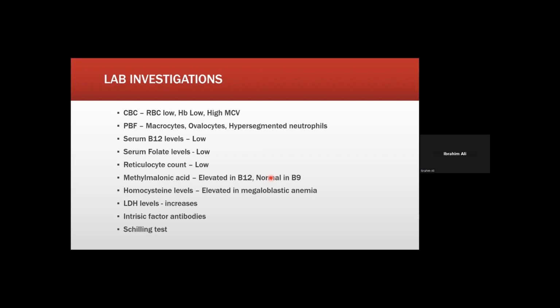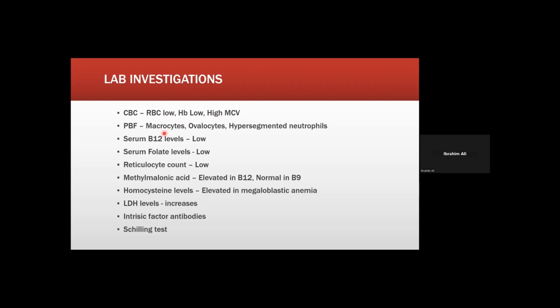So for the full blood count, or the complete blood count, in case of macrocytic anemia, we'll see your RBC will be low, your hemoglobin will be low, and your MCV, that is mean corpuscular volume, will be high, above 96 femtoliters. On peripheral blood film, we'll see macrocytes. And I will show you the picture of how macrocytes look.